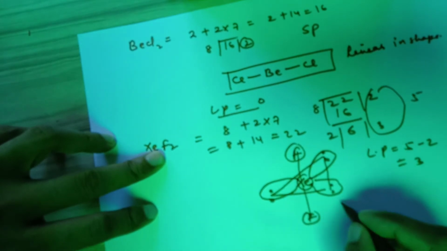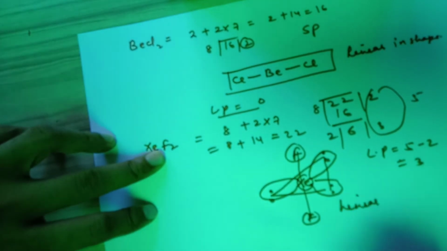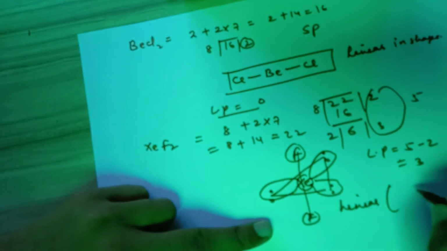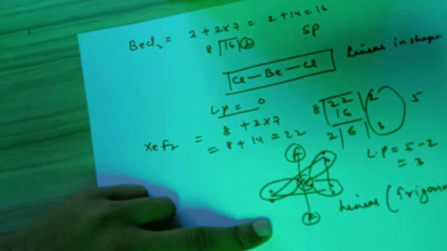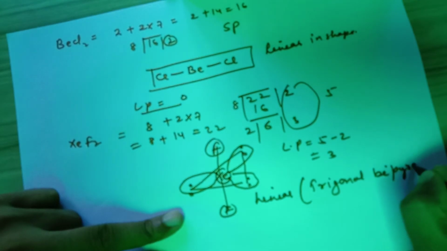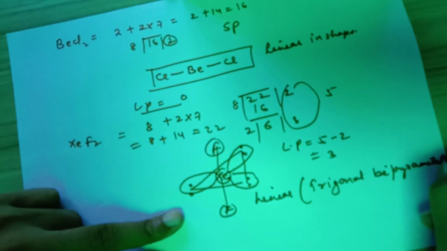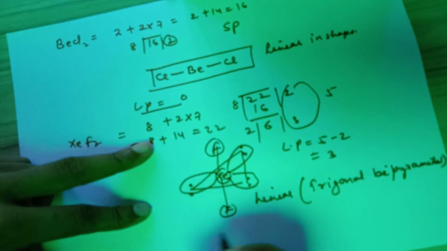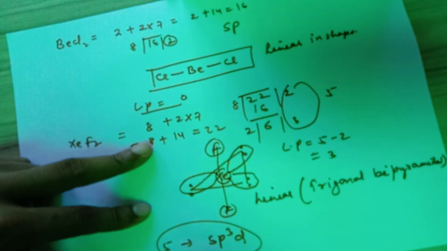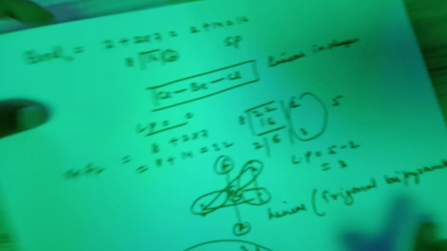So generally the structure is linear. It is trigonal bipyramidal. And for the hybridization, the total number of bonds is 5, so the hybridization will be sp3 and d. So hybridization is sp3d.